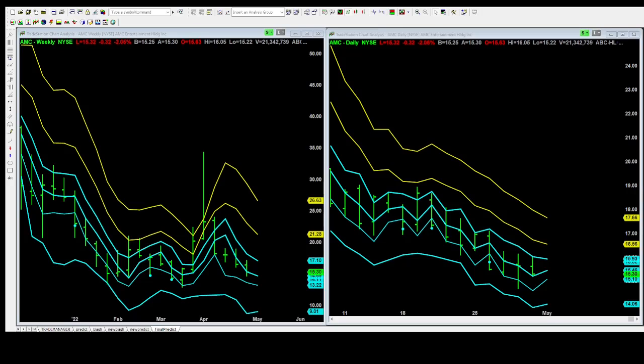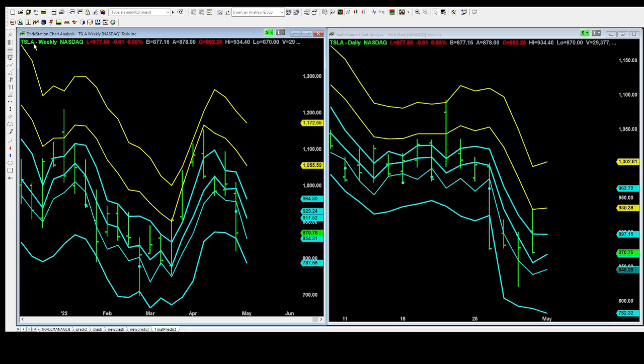So in this video, I'll talk about the prediction and analysis of the Tesla price, maximum price or minimum price or trend for the next week or the next month. So today is April 30th, 2022. This is the Tesla weekly chart and this is the Tesla daily chart.